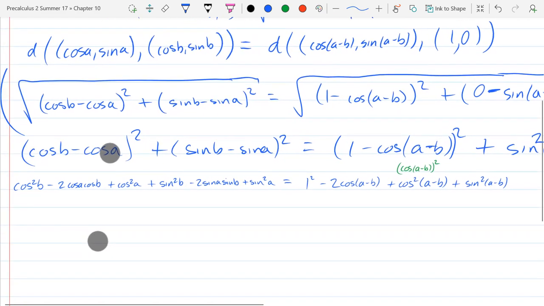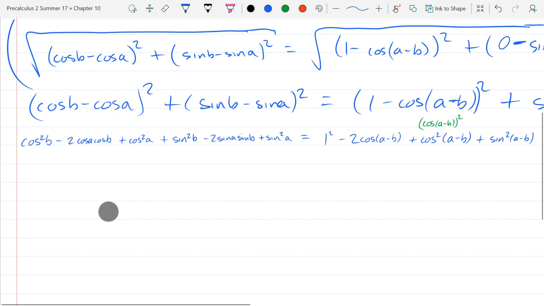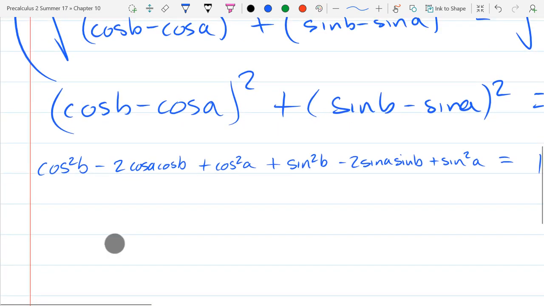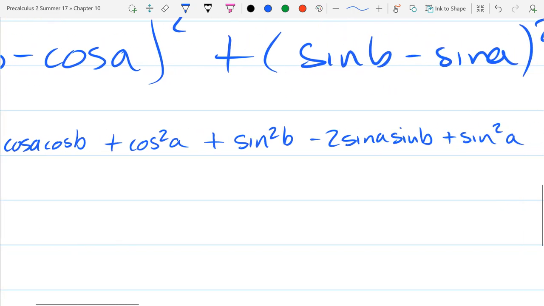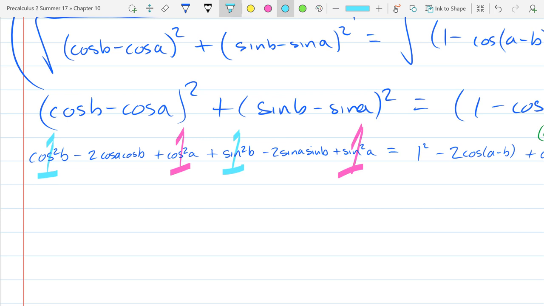Good stuff. We hopefully can make this look nicer. We'll go left to right. All right. Cos squared a, cos squared b, sine squared b, sine squared a. Let's start pairing these guys up. Sine squared a is going to cancel to a 1 with cos squared a. So those both turn into 1. There's another pair. Sine squared b and cos squared b turn into another 1. And the other two terms are not the same, so we can't really do anything with them.